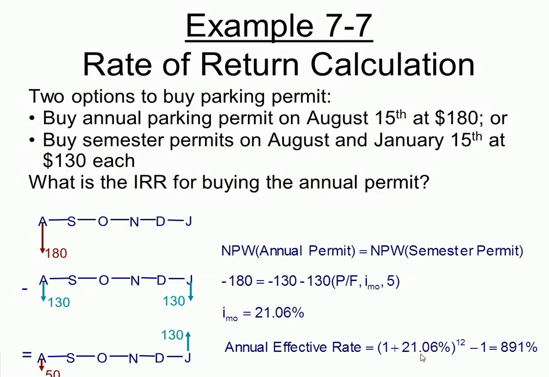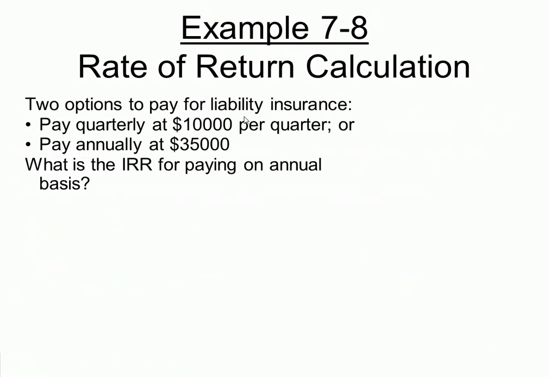You plug this in, and notice we're taking it to the 12th power because there are 12 months in 1 year, so 12 compounding periods, and that gives a huge interest rate of 891%. So of course, this is a huge percentage, so paying off at the very beginning is beneficial. So now another example, two options to pay liability insurance.